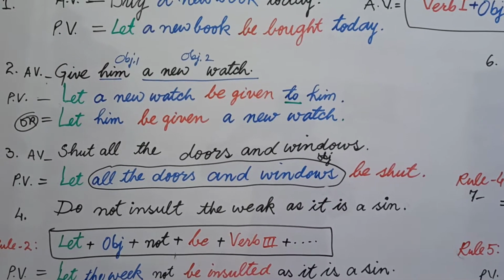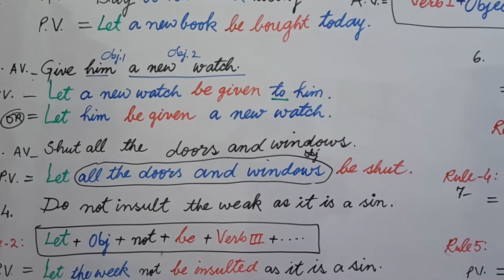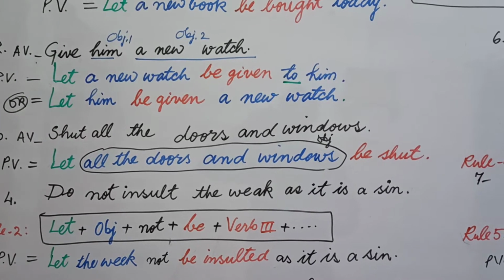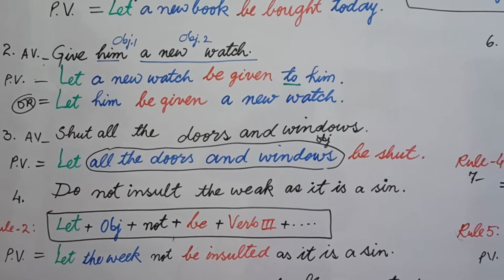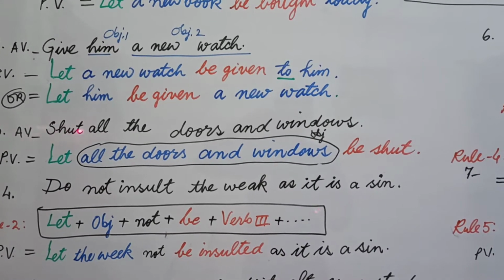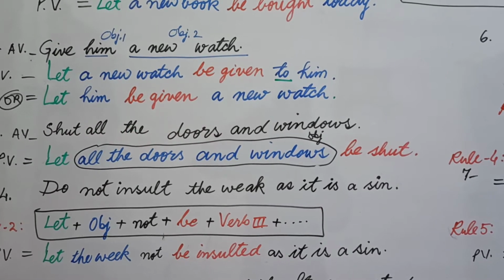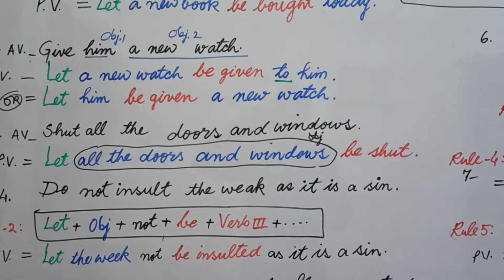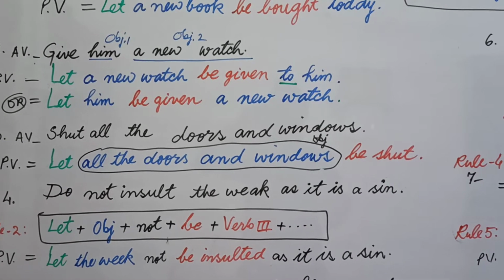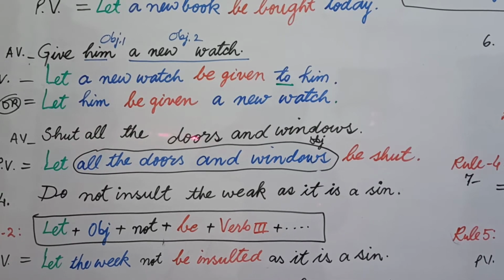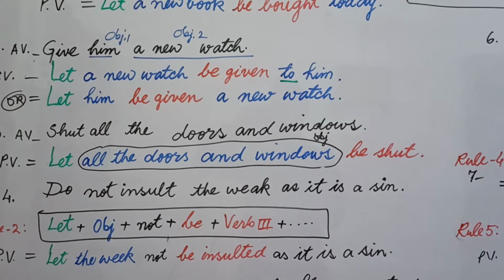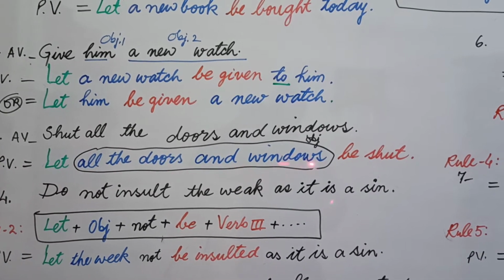In example number 3, shut all the doors and windows. It is very easy to identify an imperative sentence, but the main thing in an imperative sentence is to what extent your object is seen. Now you see, shut is the main verb, all the doors, these three words are the object, and the windows are added to this object. In this way, you have a large number of words in the object, and this whole group of words from all up to windows is your object. Now your answer will be: let all the doors and windows be shut.